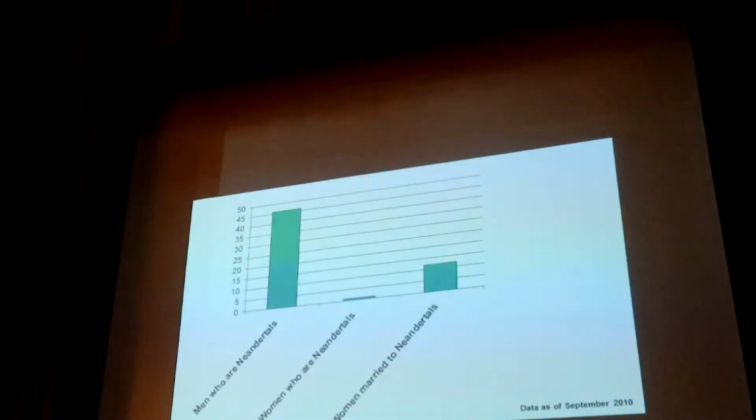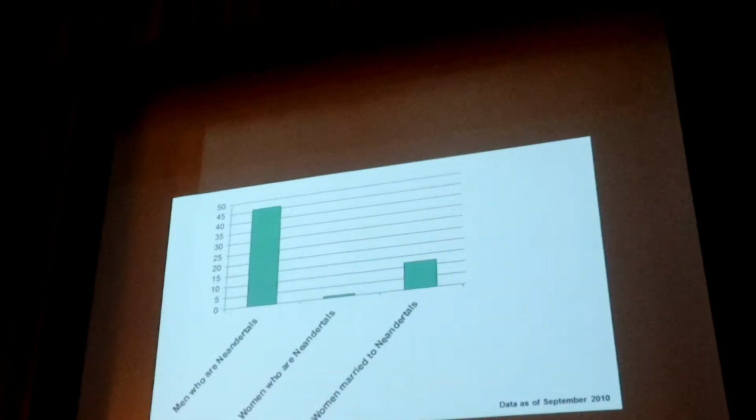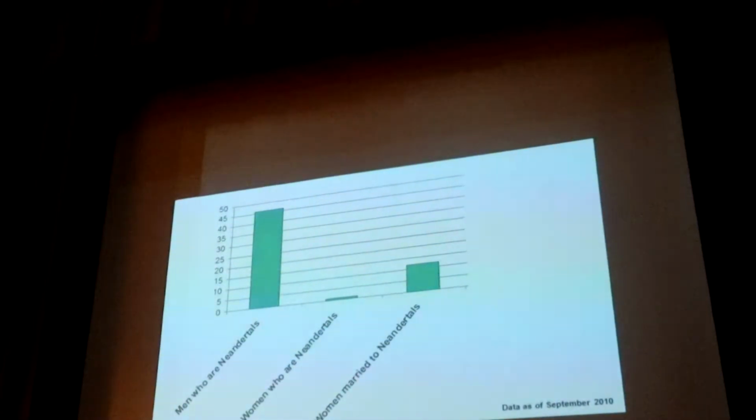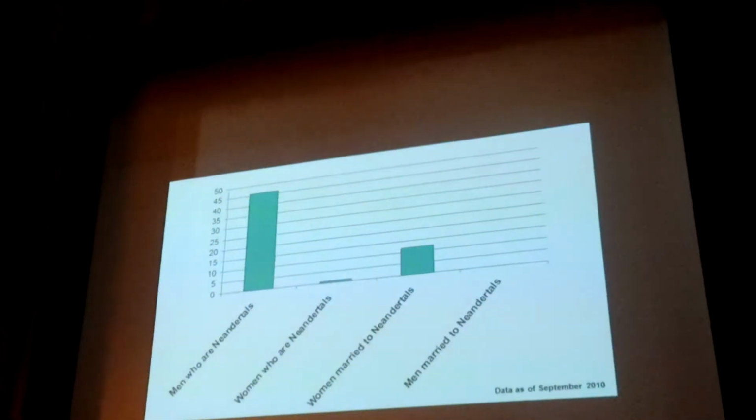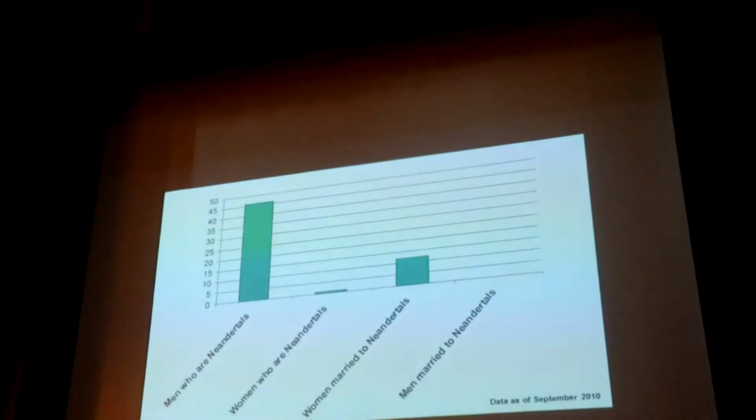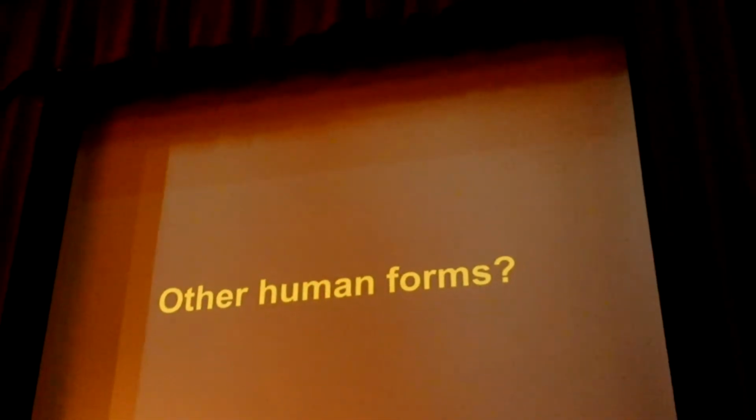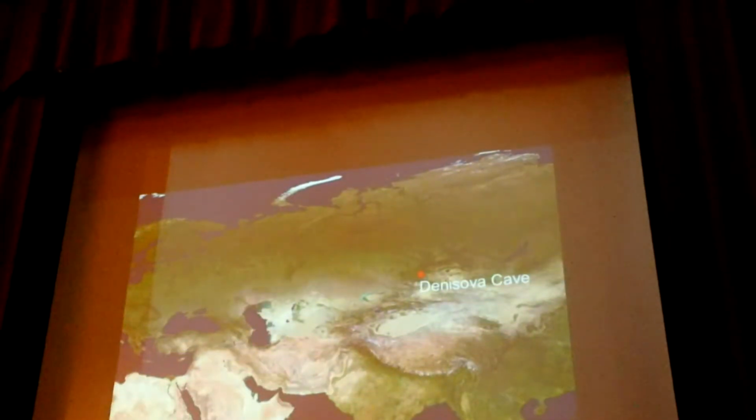If I go back and see, there are actually quite a few women who write to us and say they are married to Neanderthals. And so far there is not a single man who has claimed he's married to Neanderthals. So that's, of course, quite fascinating for a geneticist to have. But something else that we're also interested in, in addition to counting emails, is other extinct forms of humans.